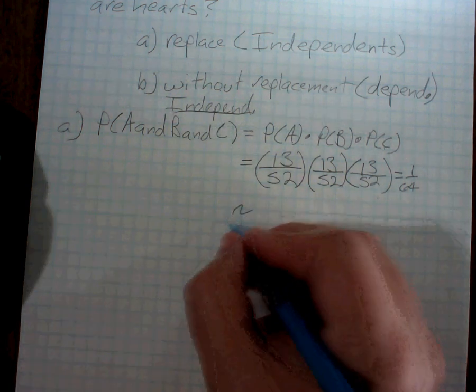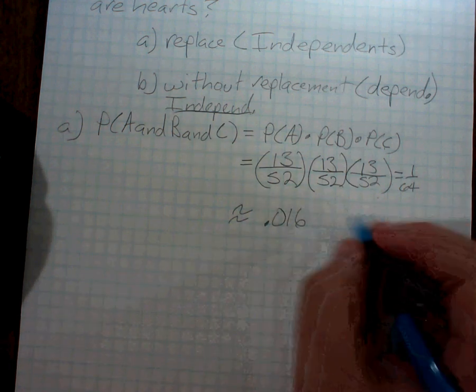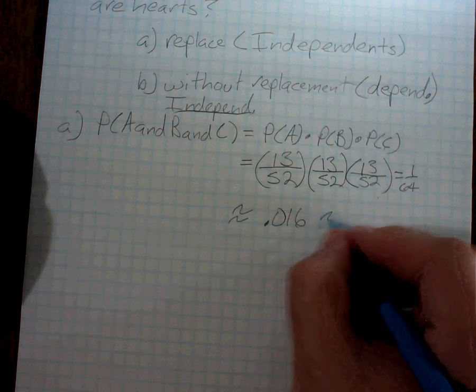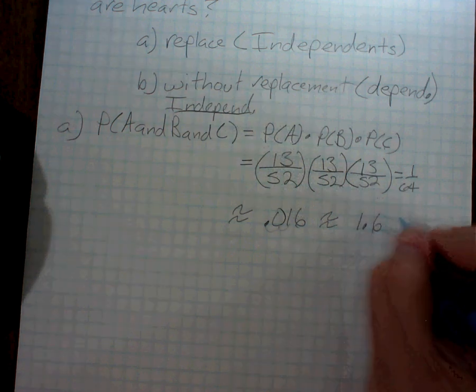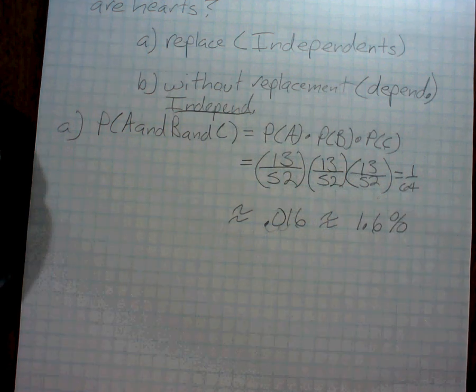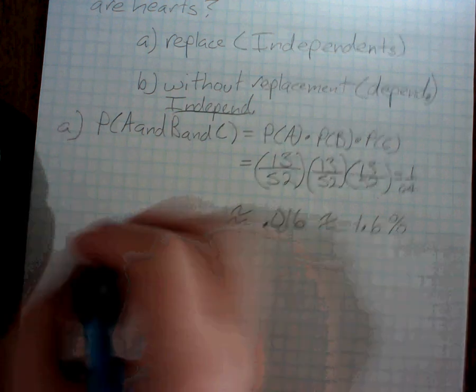And so the probability of this occurring is going to be 0.016, which is about, remember we moved the decimal 2 places, a 1.6% chance. So if I pull 3 cards out of the deck and I put them back in the deck all 3 times, I've got a 1.6% chance that all 3 cards will be hearts. Okay? Now, that's because I'm replacing the card.